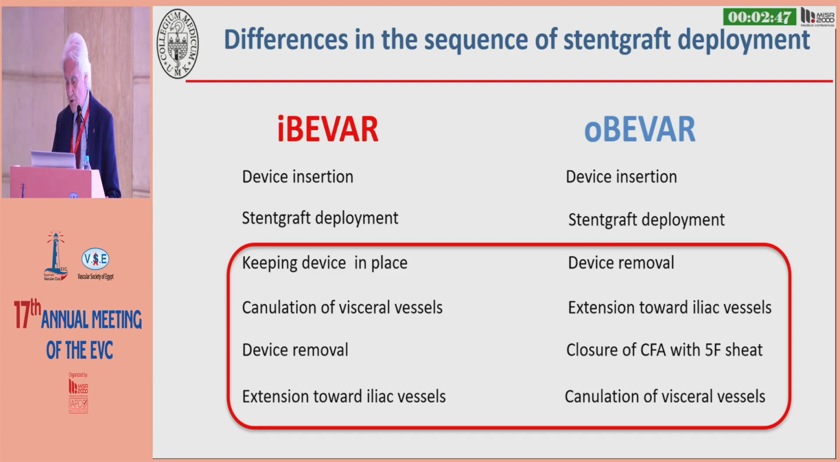With the inner branches here, first you have to keep the device in place, you cannulate the visceral vessel, and finally you remove the device. So the device is staying in the aortic bed quite long.